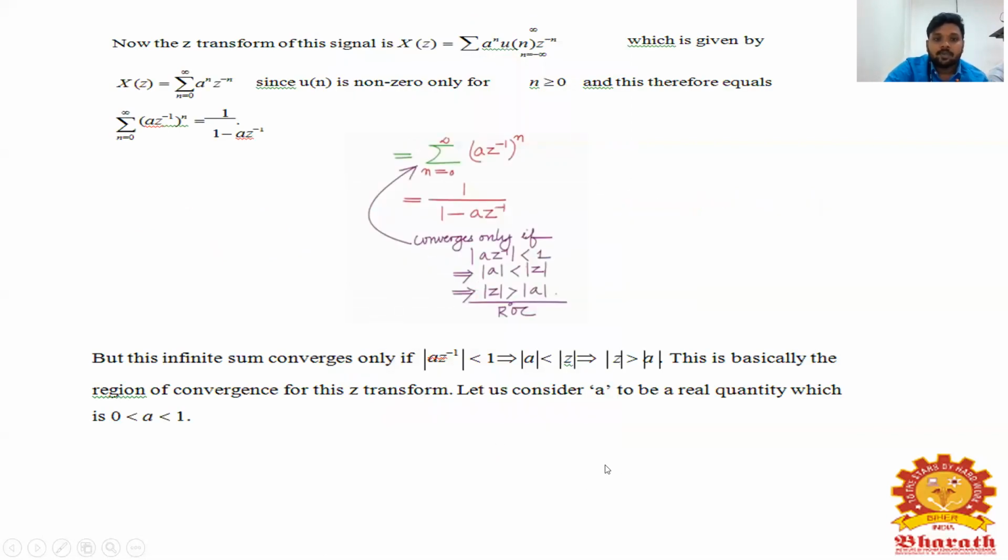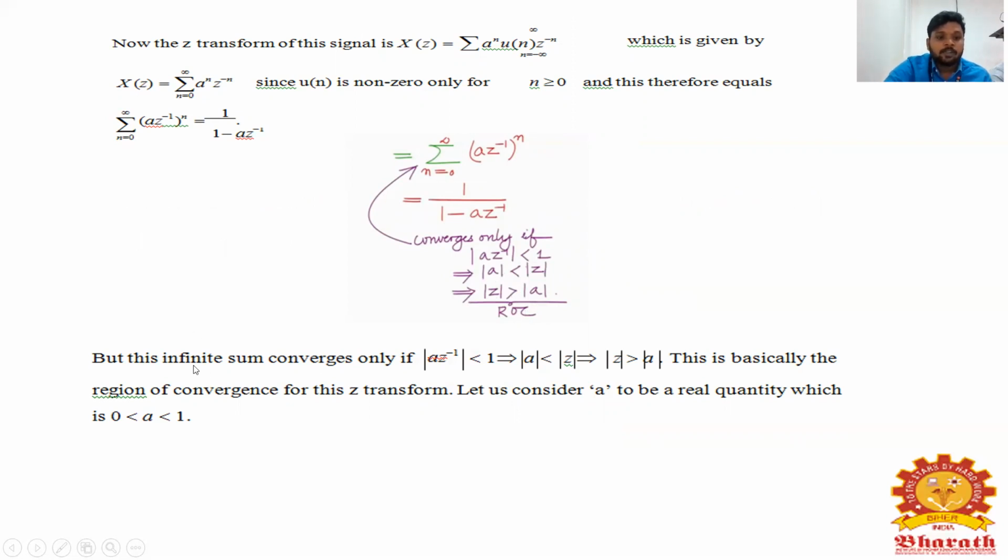Now the z transform of the signal, that is X(z) = summation a^n u(n) z^(-n), we get 1 divided by 1 minus a z^(-1). So this converges only if |a z^(-1)| is less than 1. That can be written as |a| < |z|. So we can write it as |z| > |a|. So this is the ROC of a^n u(n).